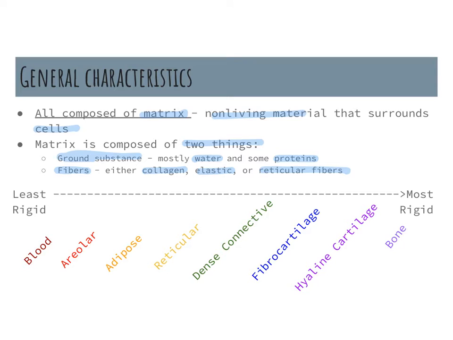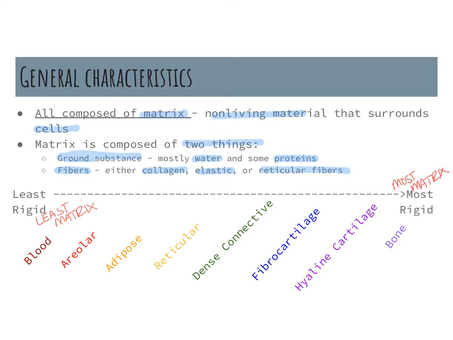Okay, if you look at the scale that we have down at the bottom of the slide, we are going to rank our connective tissues from least rigid to most rigid. Now, what does rigid mean? Least rigid, these are the ones with the least amount of matrix. So these are going to be the most fluid, the softer of the connective tissue. And then the most rigid is going to be the ones with the most matrix.